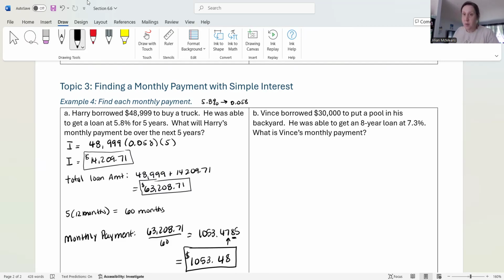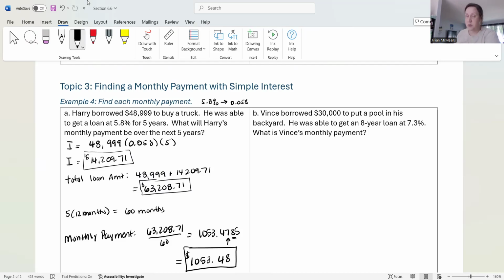Okay? Part B, Vince. So this is old Vince Masuka from the lab. He works with Dexter. Vince borrowed $30,000 to put a pool in his backyard. He was able to get an 8-year loan at 7.3%. What is Vince's monthly payment? We're going to follow the exact same process.